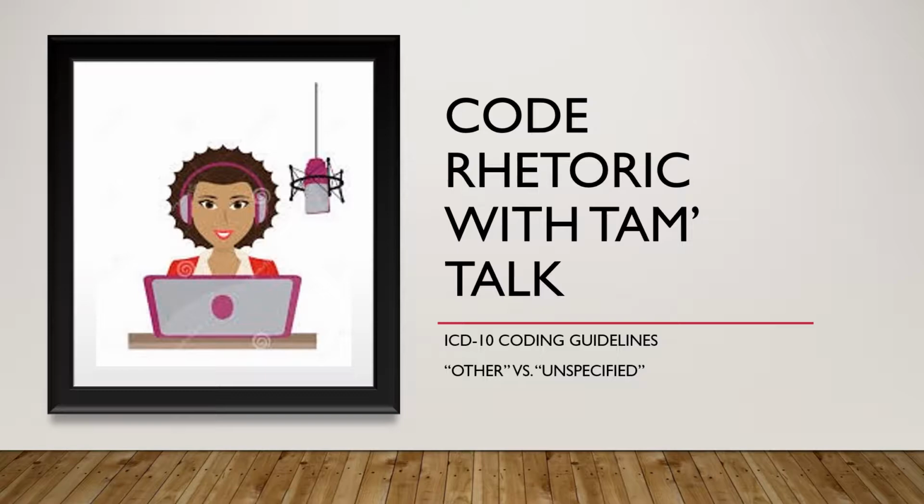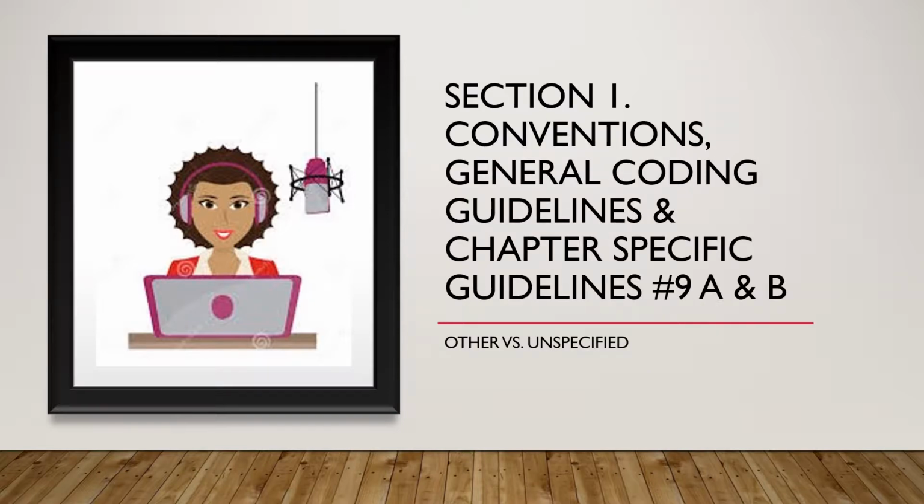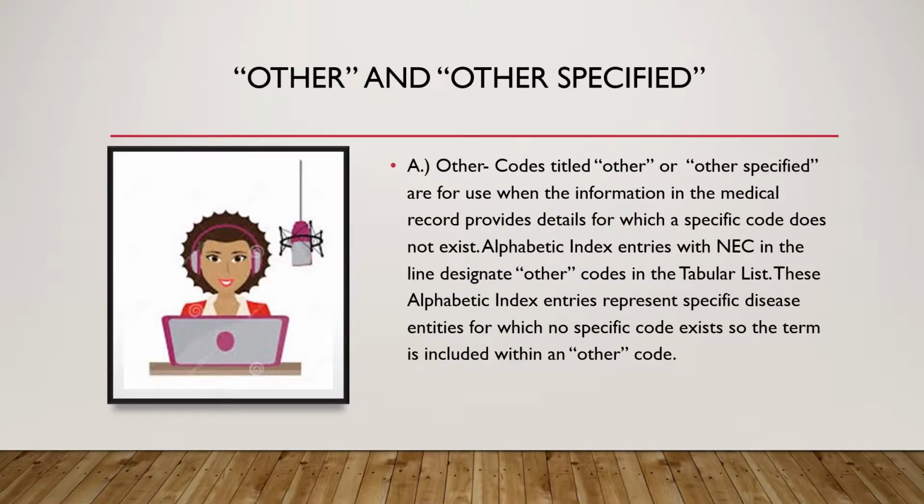In this segment, we will be discussing ICD-10 Coding Guidelines, Other versus Unspecified. Today, we'll be focusing on Section 1, which consists of the conventions, the general coding guidelines, and chapter-specific guidelines. Number 9, focusing on A and B. So, other and other specified.